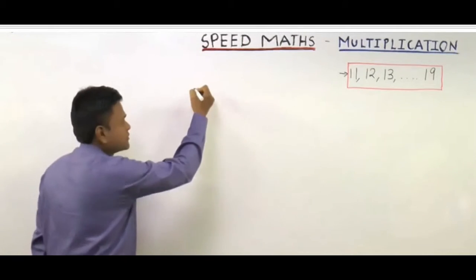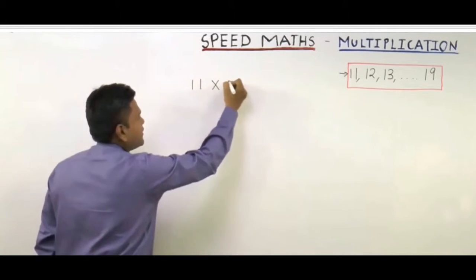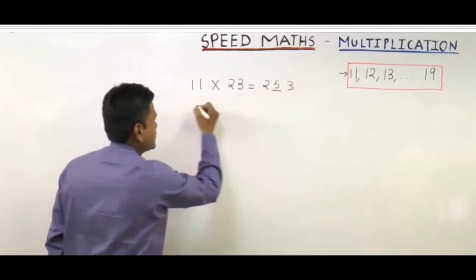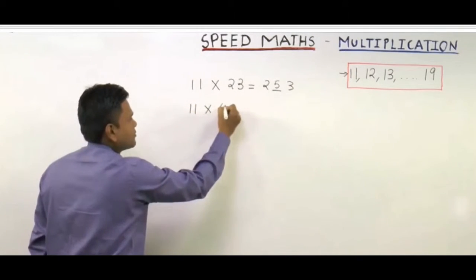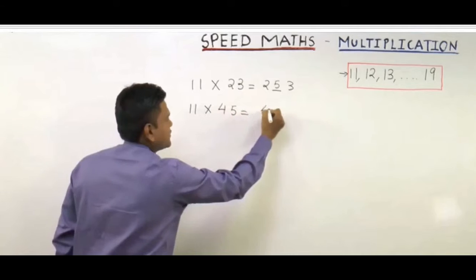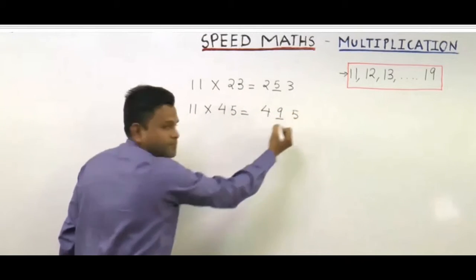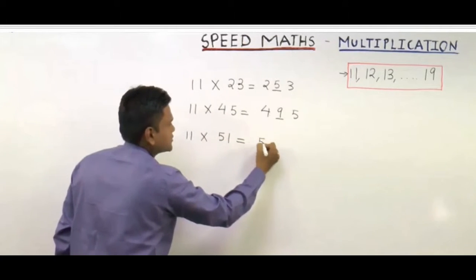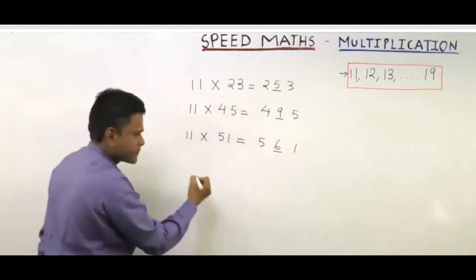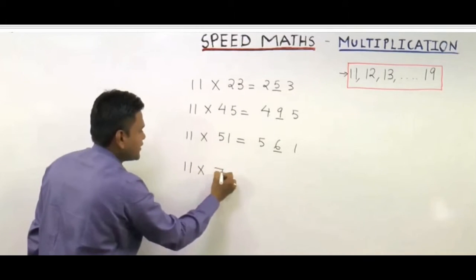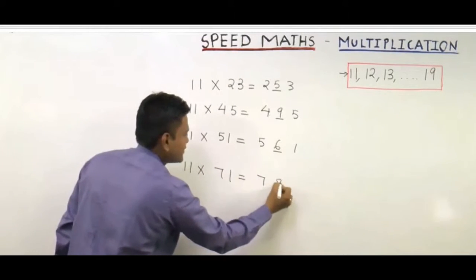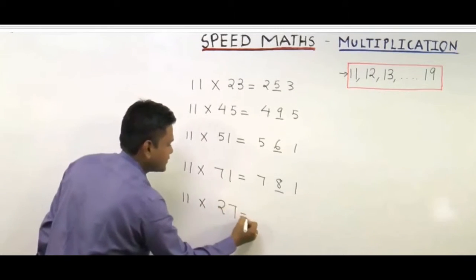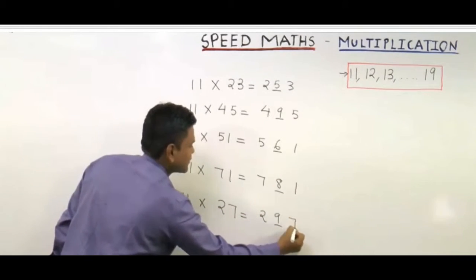A two-digit number, 11 multiplied by 23. Well, the answer is 253. Let's take a few more numbers. 11 into maybe 45. This is 495, right? 11 into 51. This is 561. Or for that matter, let's take 11 into 71. 781. Or if we have 11 into 27, this is 297.